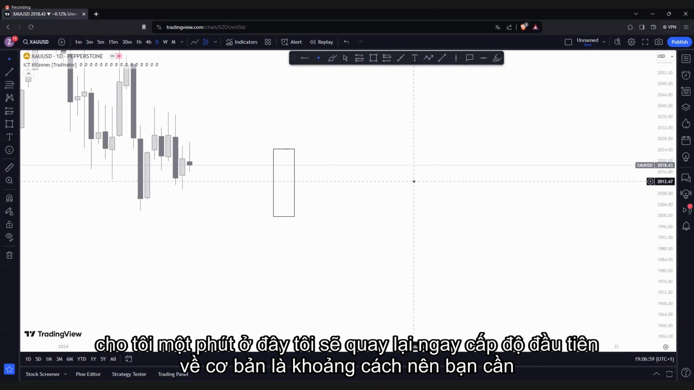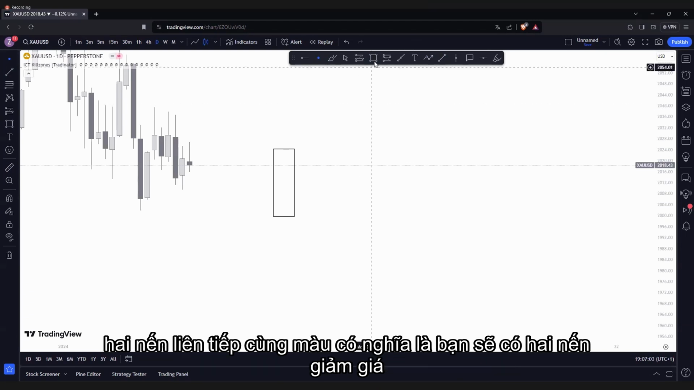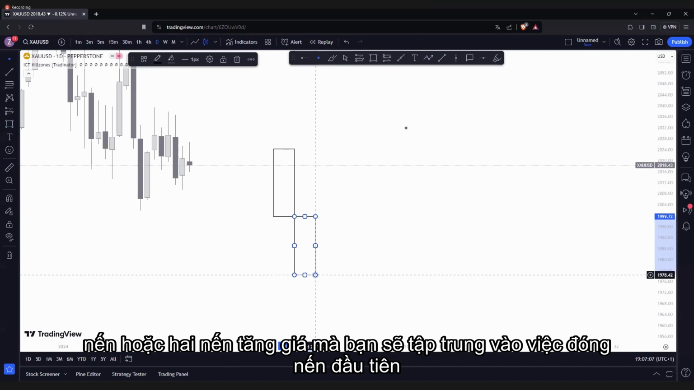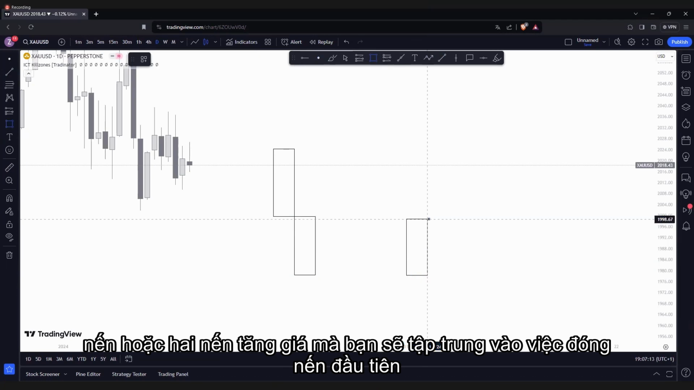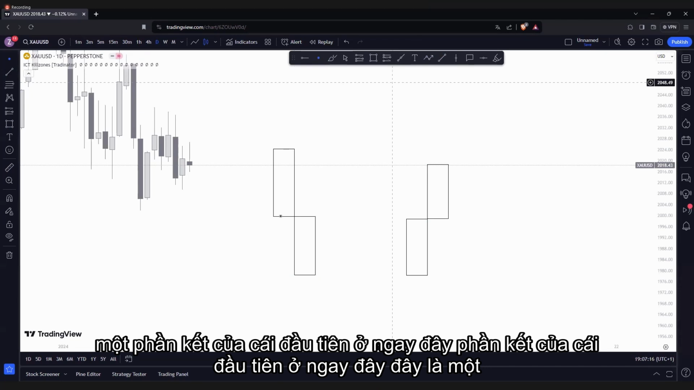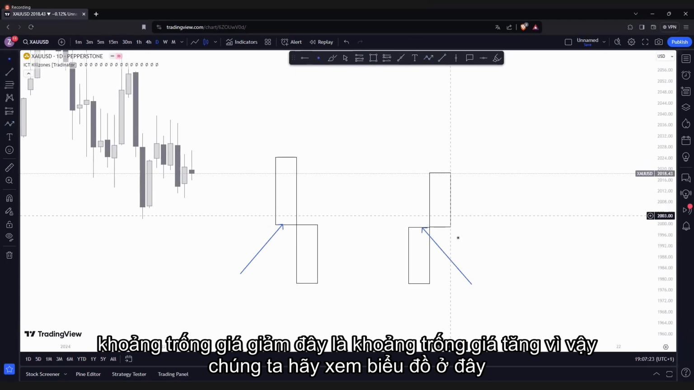Okay, I'm back. So the first level is basically the gap. You need 2 consecutive candlesticks of the same color. That means you're going to have 2 bearish candlesticks or 2 bullish candlesticks. And you're going to be focusing on the closing of the first one. The closing of the first one is right here. The closing of the first one is right here. This is a bearish gap. This is a bullish gap. Okay.